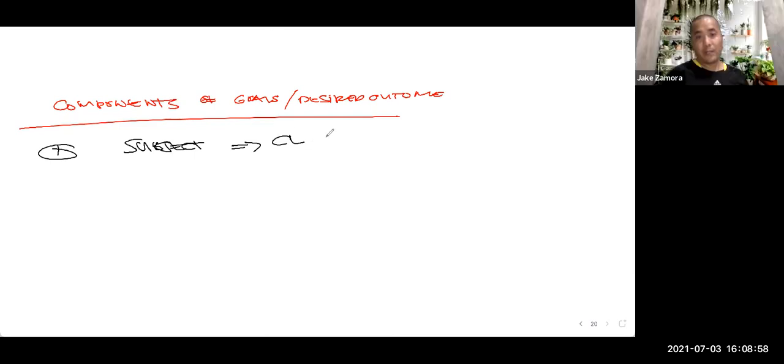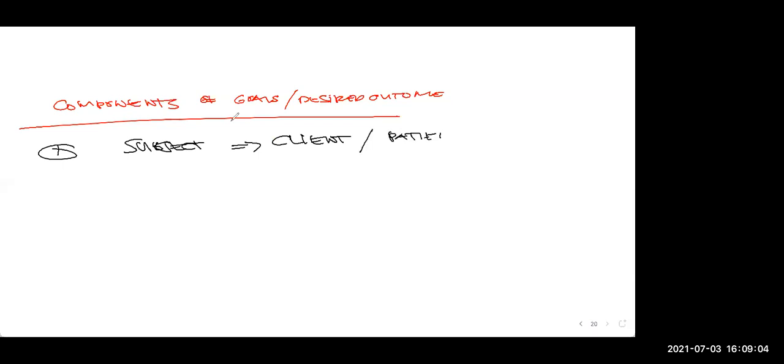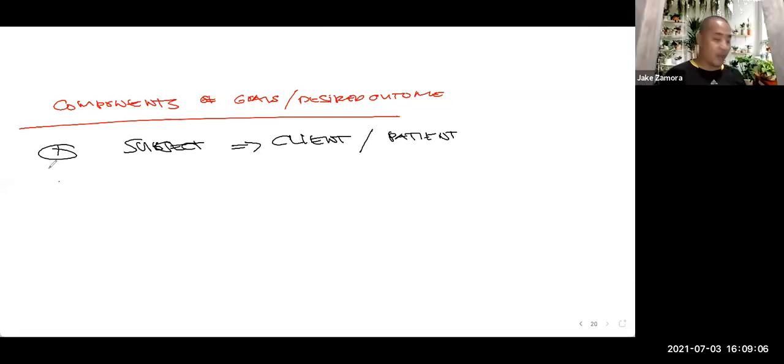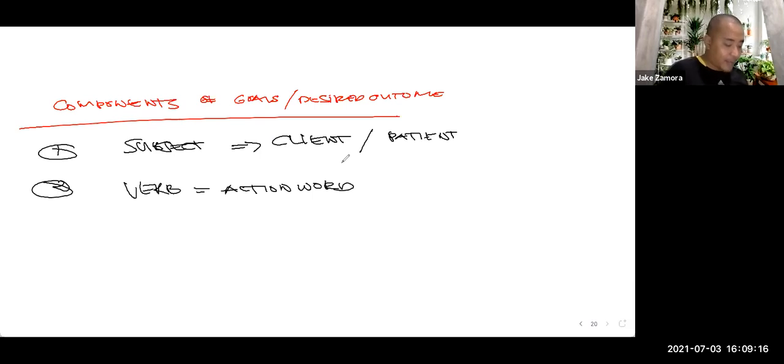It will be your client or it will be your patient. That is the subject, no? It will be the subject of care. So after having the subject, you should have a verb. Now, a verb is actually an action word that the client needs to perform. So it's an action that the client needs to do. Okay? So that is the verb.